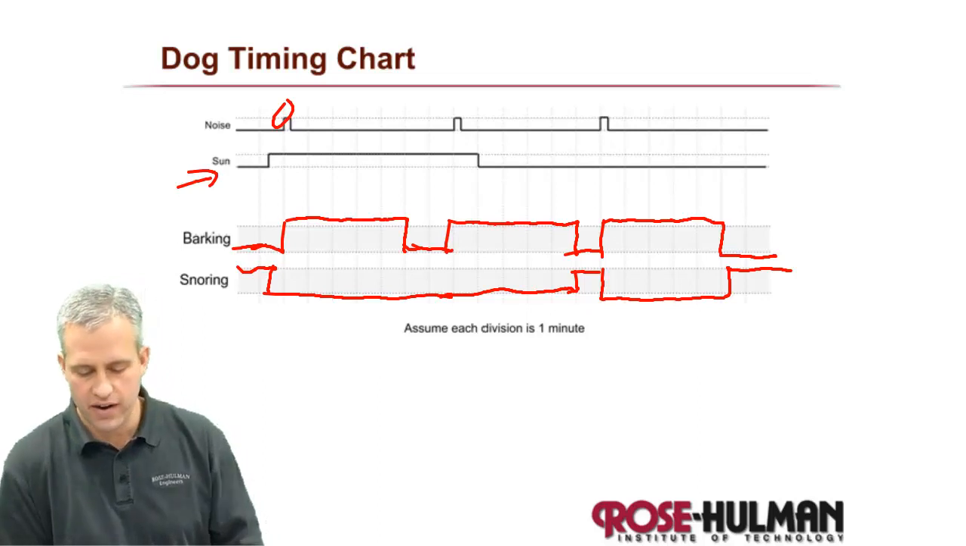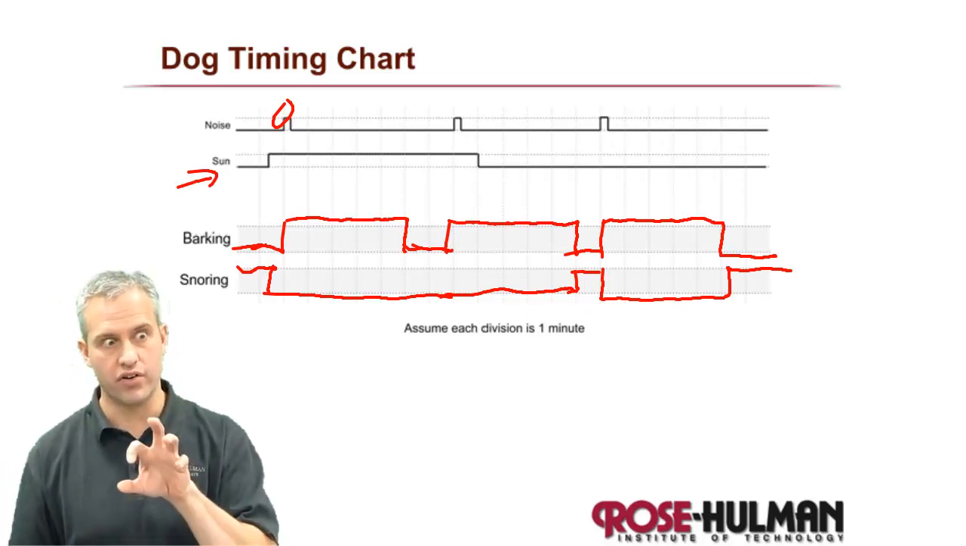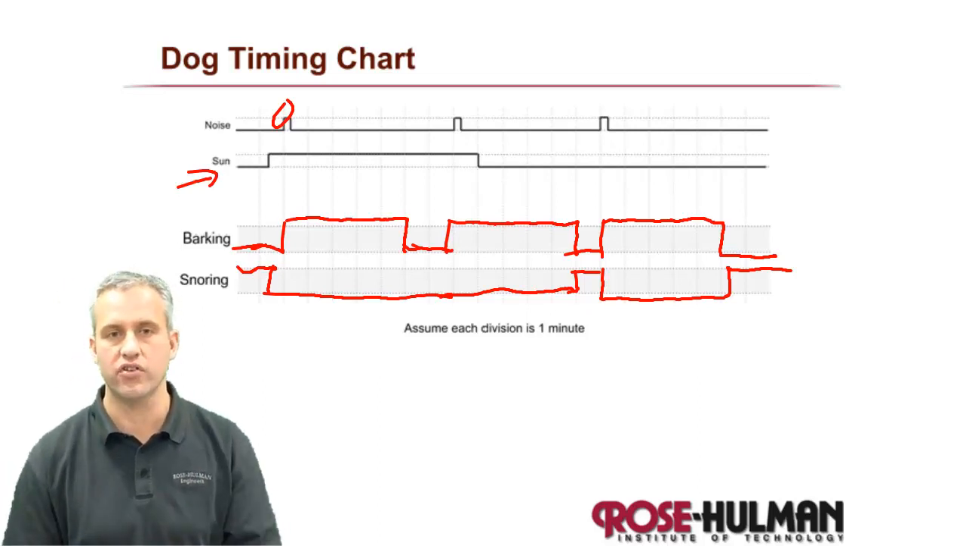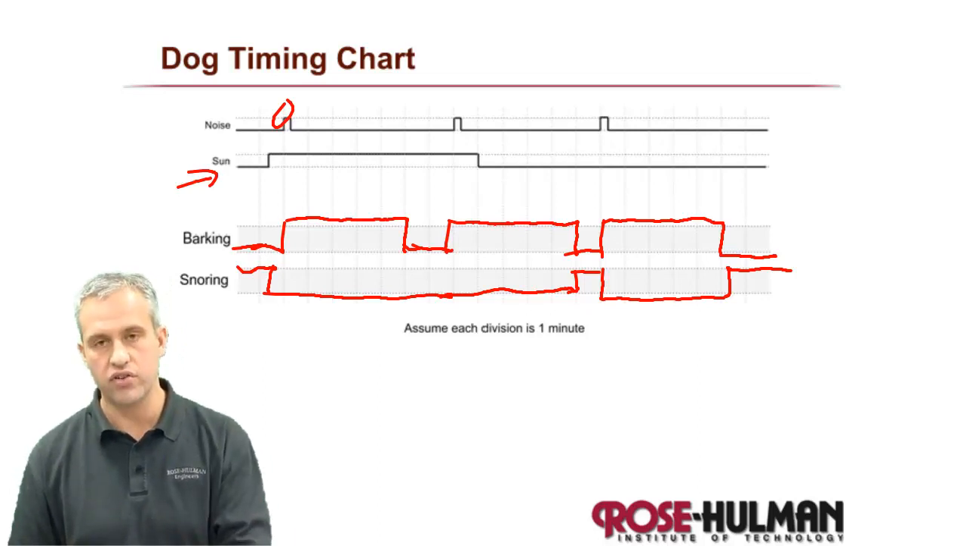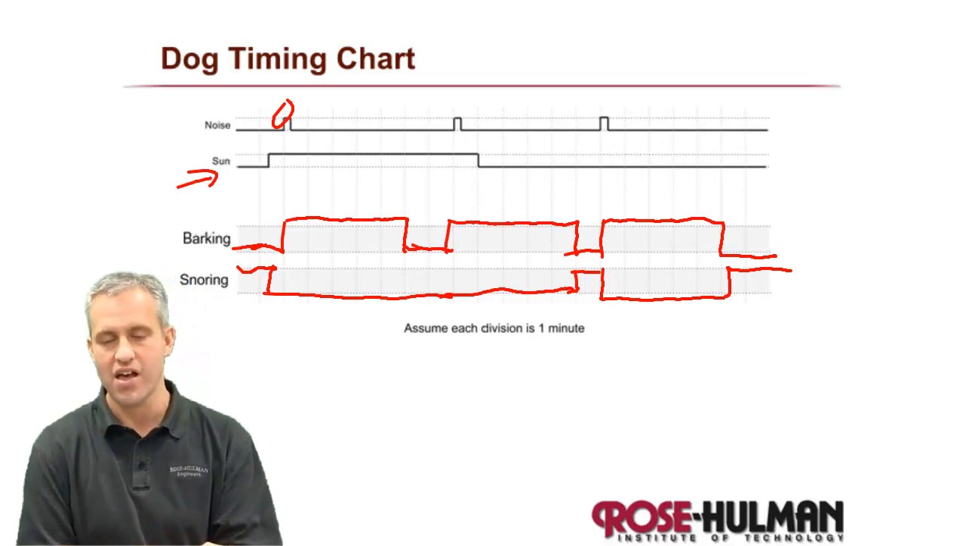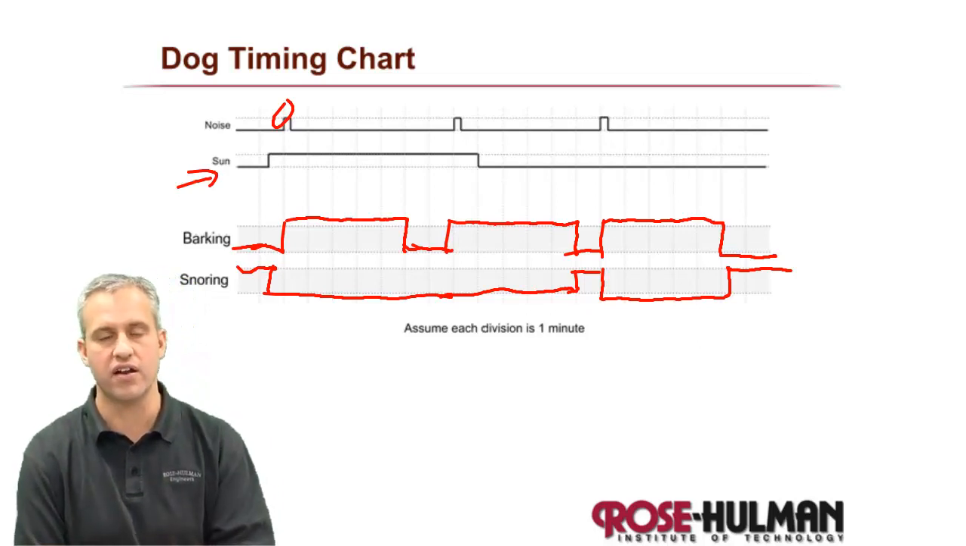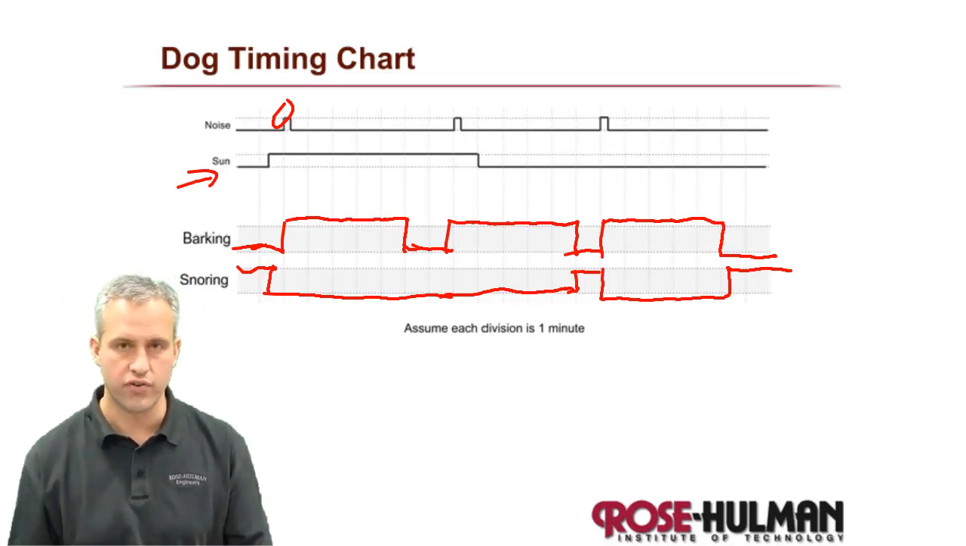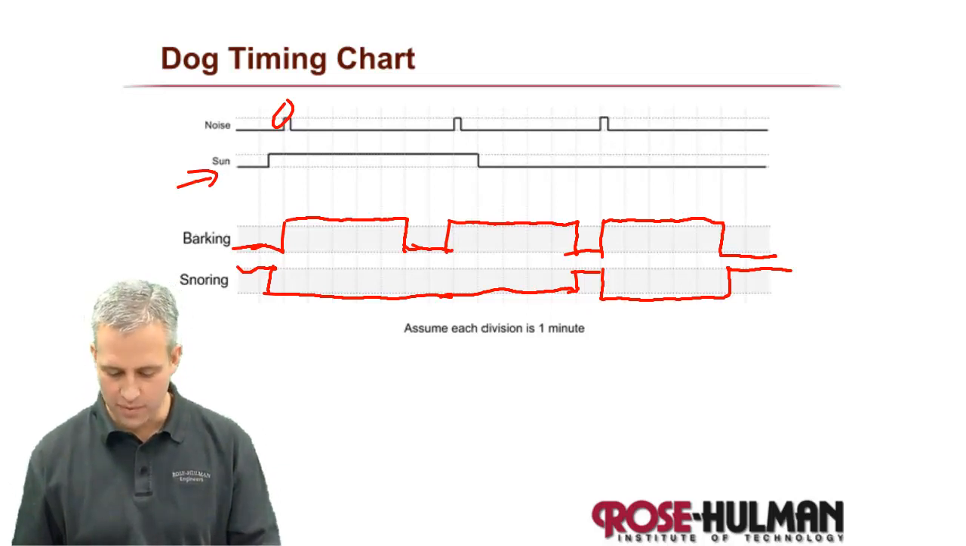So that's what your finite state machine's timing chart should look like. I just wanted to do this first. To be honest, it's harder to do a timing chart without a finite state machine, but I wanted to test you on the creation of the finite state machine, so we did the timing chart first. All right, so there's the timing chart.